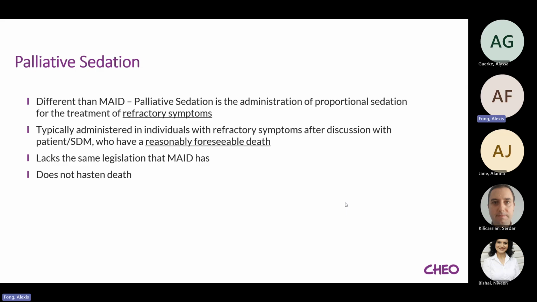It doesn't have the same legislation that MAID has, and there's no rules for age or anything like that. And studies show that it does not hasten death. You might say, that's really weird. You're sometimes sedating people to the point of not being able to eat or communicate. How does it not hasten death? That is in the context of reasonably foreseeable death. We're not providing palliative sedation for the most part in individuals who have, for example, Huntington's disease and might have a very long lifespan.